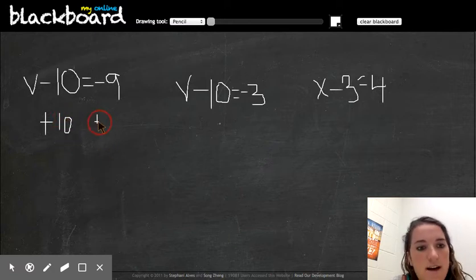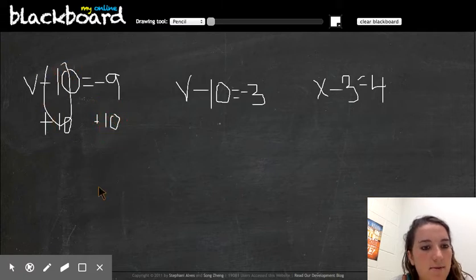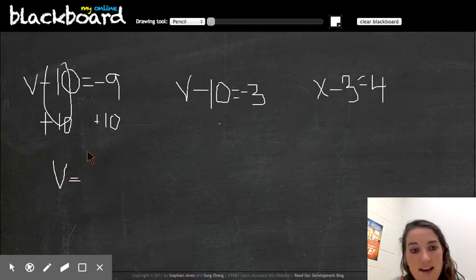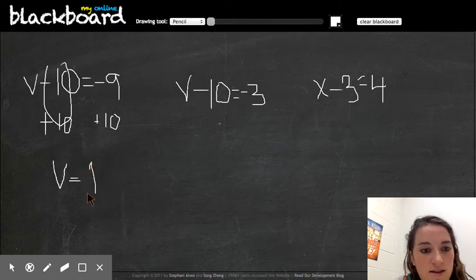No, I need to add it on both sides. So this cancels out, so I have minus 10 plus 10 becomes 0. So I've got V by itself, and it equals negative 9 plus 10. Use a calculator, and it'll give you 1.